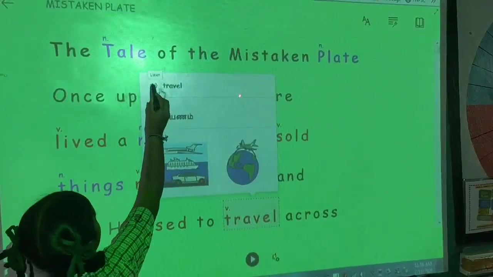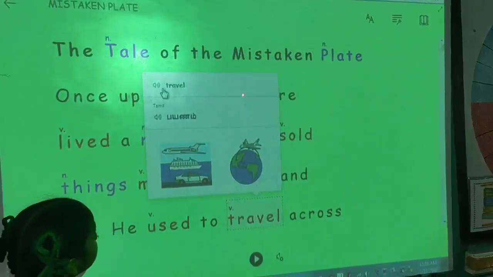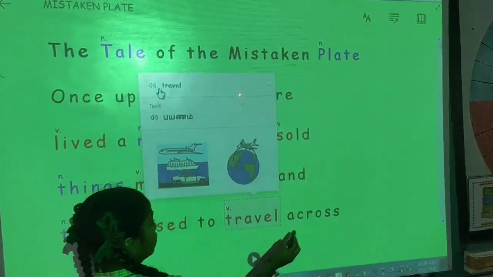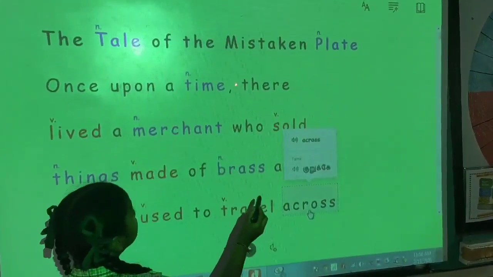We can also learn the picture of the word and verbs.